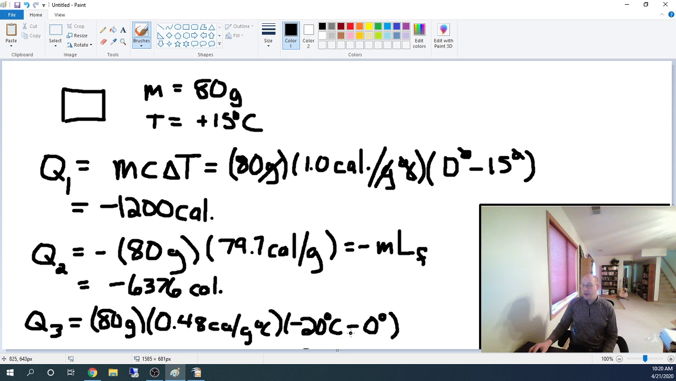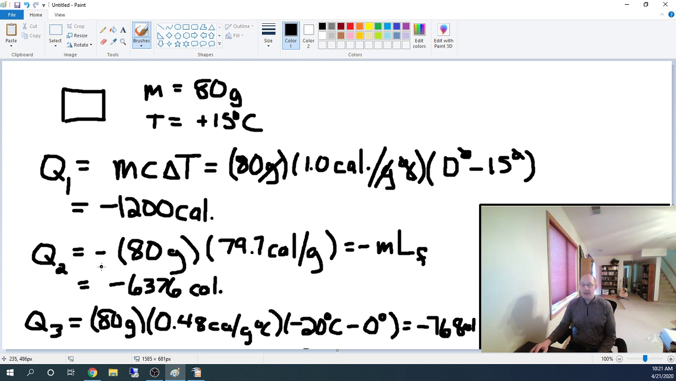So this is final minus initial, and this gives me a number, which I'll try to put here and not run into my name or my face. Okay, it's 80 times 0.48 times the quantity negative 20 minus 0. Just being explicit here. And I get negative 768 calories.